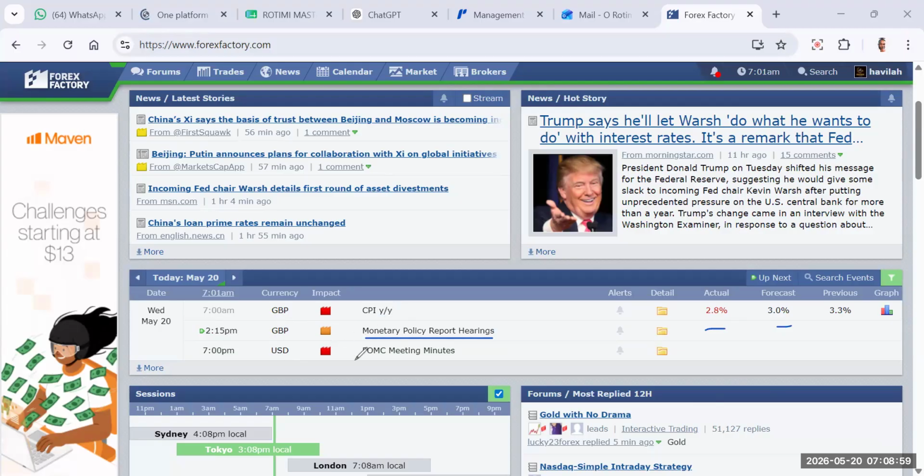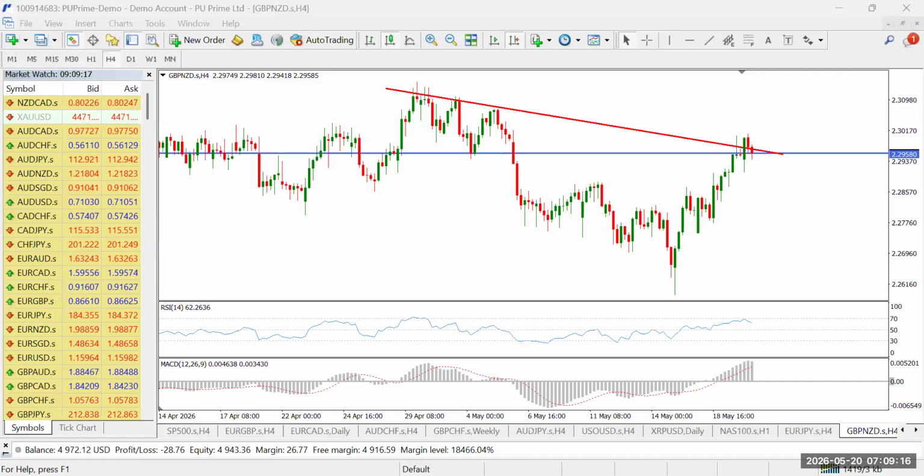Then 7 p.m. FOMC meeting minutes. Now, this is not the main FOMC, so we really don't expect much volatility from it. So those are the expected economic reports from the United Kingdom today, and I think the United States today. So I'll go straight to the chart. We'll look at what the technical is saying for today.